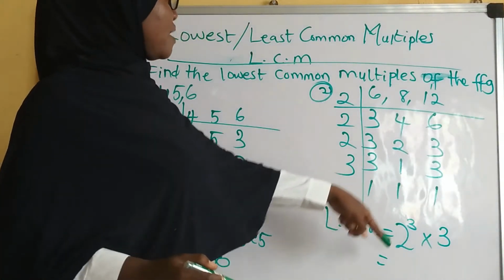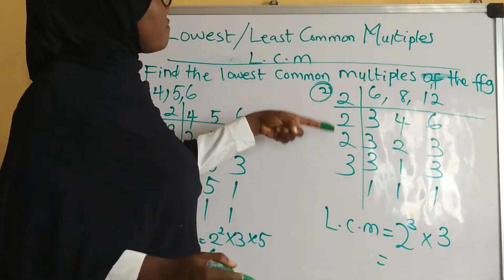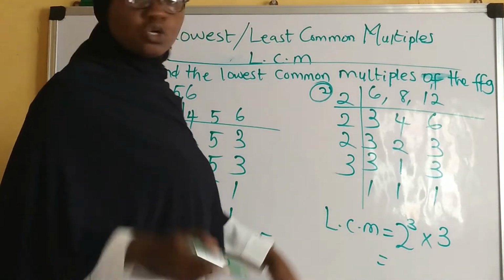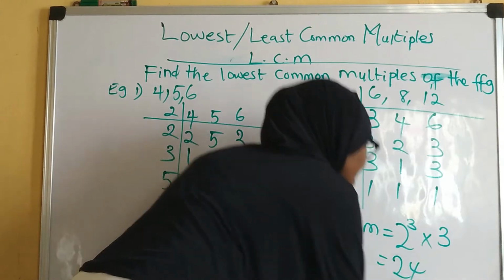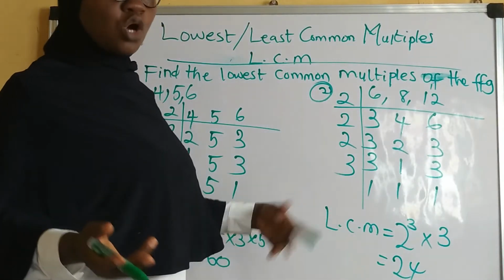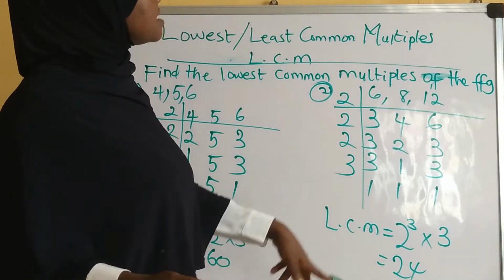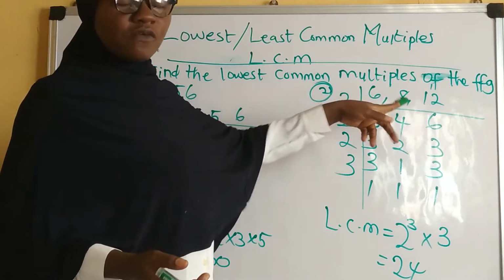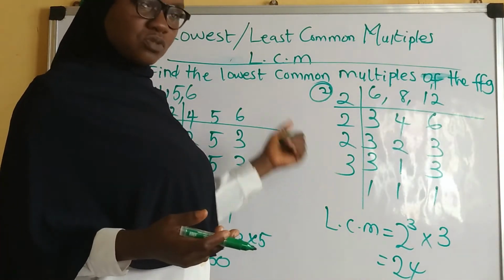And that gives us what? Now this 2 to the power of 3 means 2 times 2, 4. 4 times 2, 8. And 8 times 3 is what? 24. So now it is suffice to conclude that 24 is the LCM of 6, 8, and 12. Now let's look at 1 or 2 more examples under this topic.